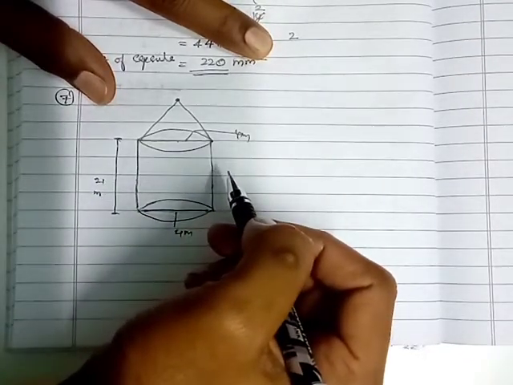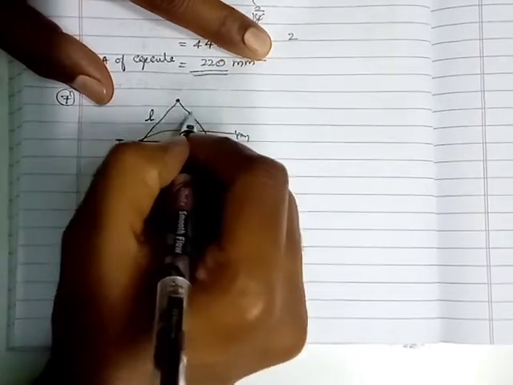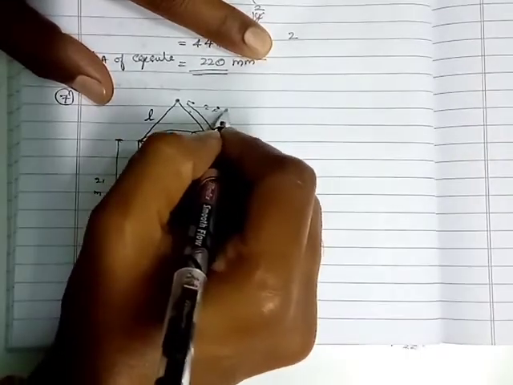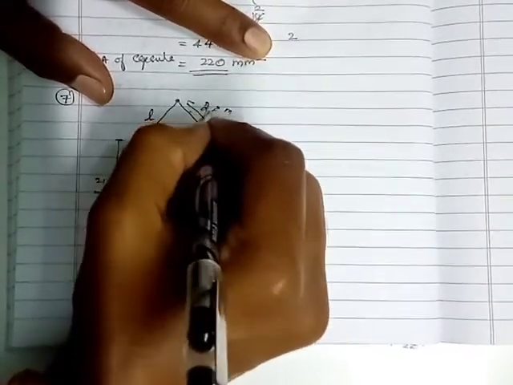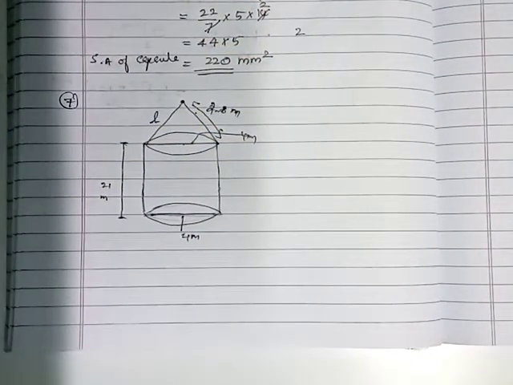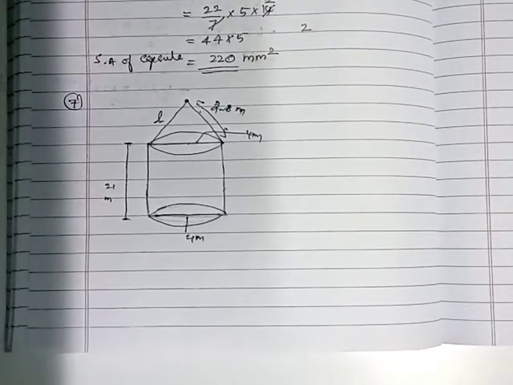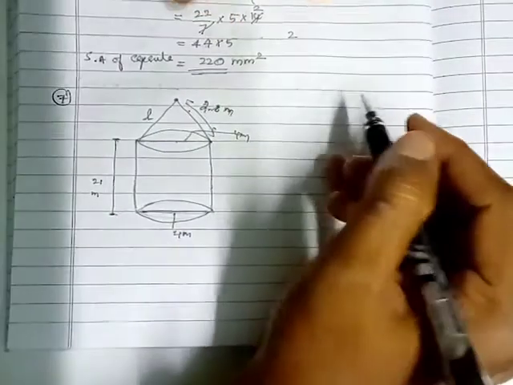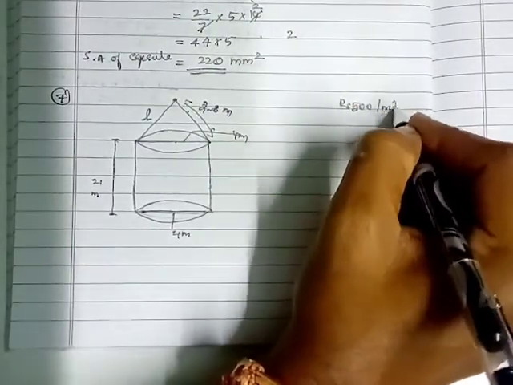So the slant height of the top is 2.8 meter. So they have given the slant height L, right? This slant height is 2.8, right? Yes, 2.8 meter. Okay. Then find the area of the canvas used for making the tent. Also find the cost of the canvas of the tent at the rate of rupees 500 per meter squared. Okay. So 500 rupees per meter squared.